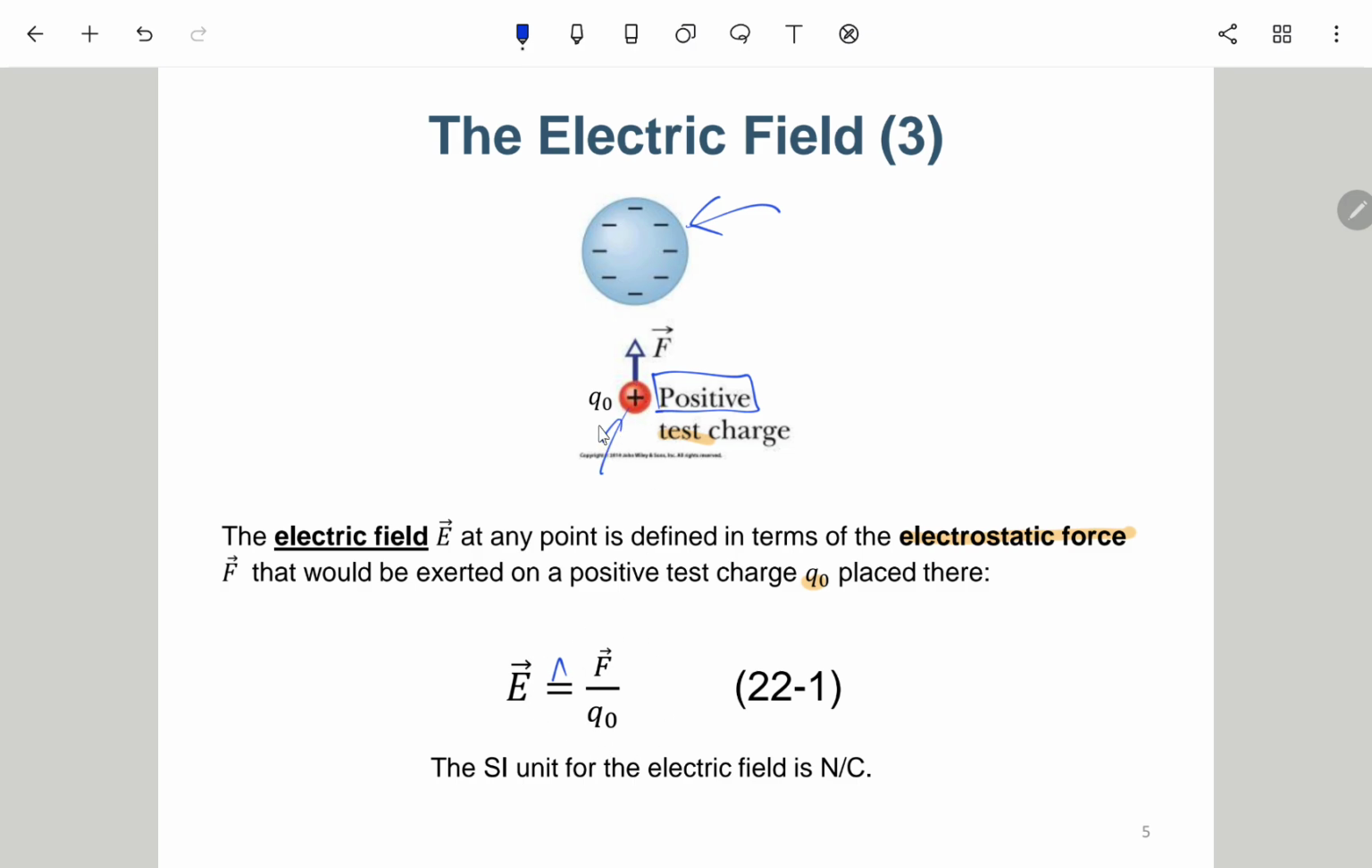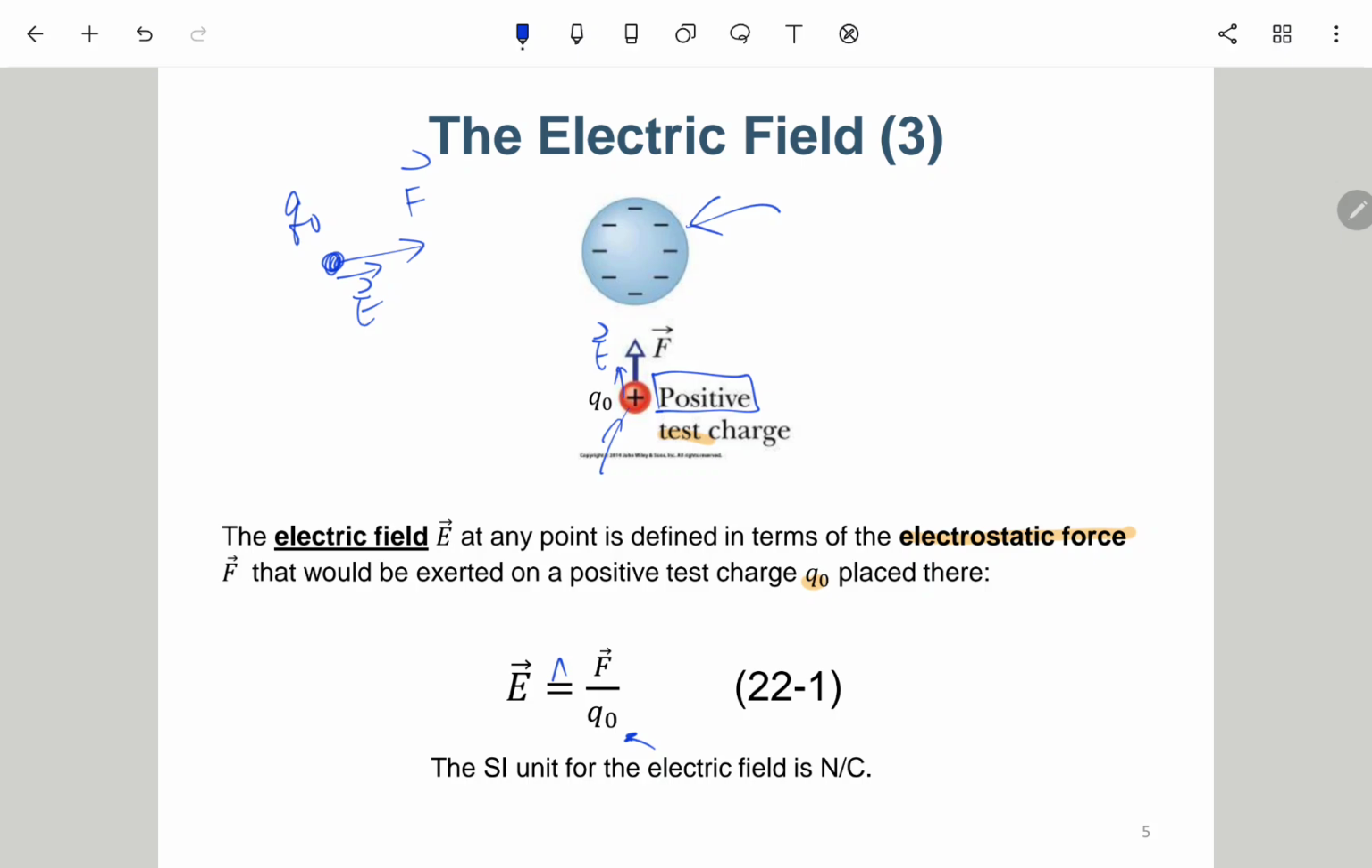So we can see that as long as Q0 is positive, the E field also points in the same direction, only with a normalization factor Q0. If we put the positive charge Q0 here, there will be a force acting on it pointing to the right side. In that case, that point will have an E field also pointing to the right side.